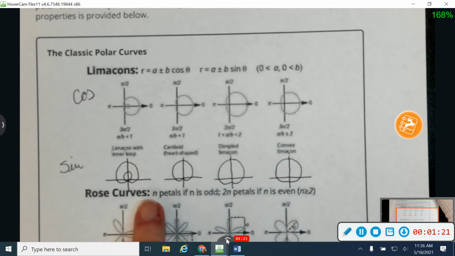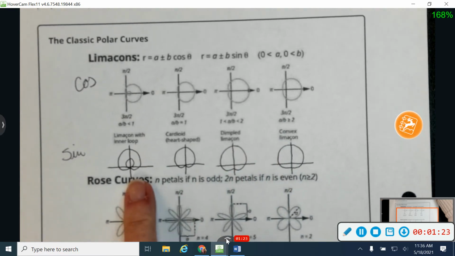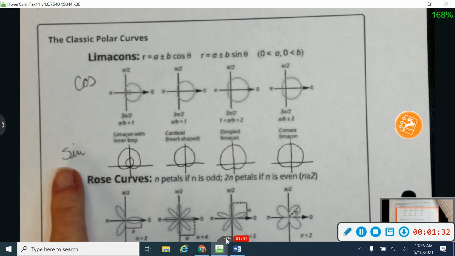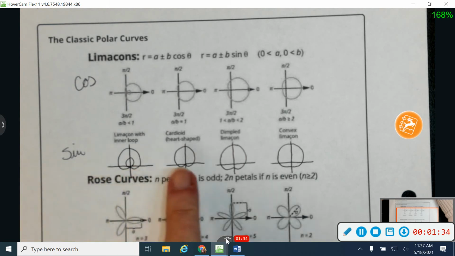Okay? What I did was I went in and added what the pictures look like if the equation changes to sine. So you might want to jot those down. If the equation changes to sine, this is what your pictures will look like. I'll give you a few minutes to write those down. That last one looks a little bit like a circle, except it's flat on one side.